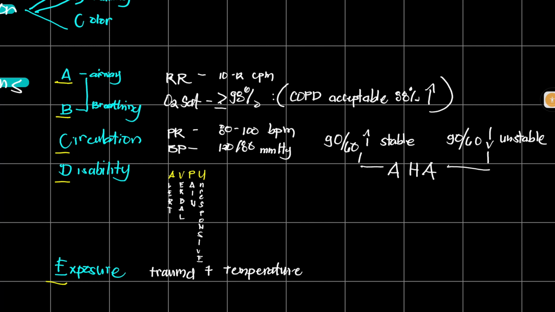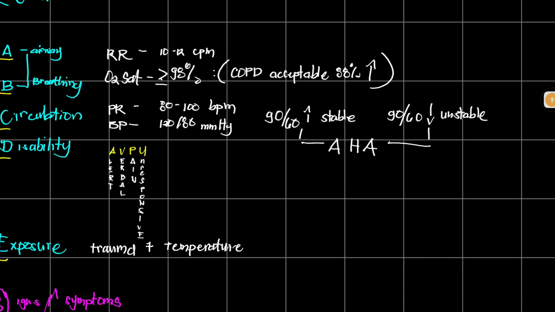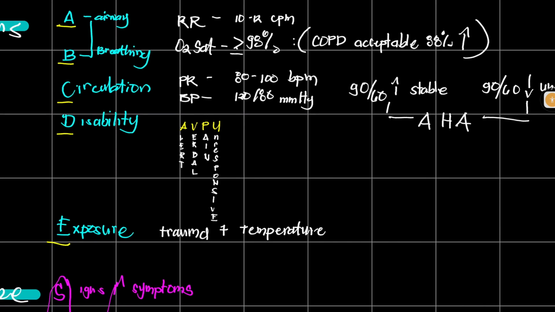Circulation. What are the things included in your assessment of circulation? Pulse rate and blood pressure. You know this already: 80 to 100 beats per minute is normal pulse rate. Ideal blood pressure is 120/80 millimeters of mercury. If you follow the American Heart Association, they say 90/60 and above is stable blood pressure, and below 90/60 is considered unstable blood pressure.